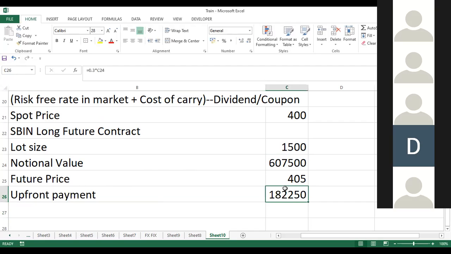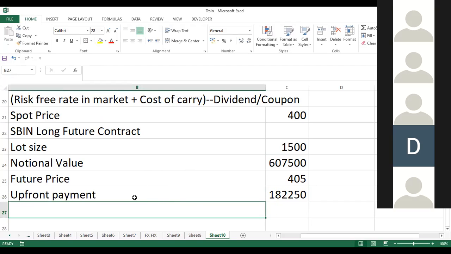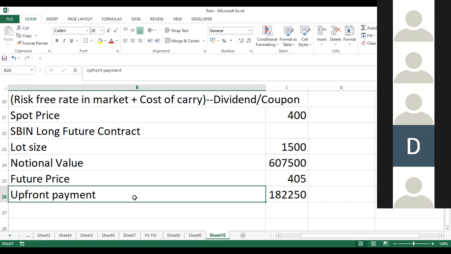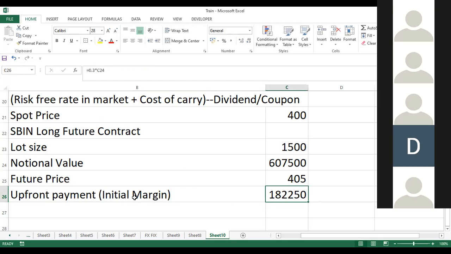So that is your 1,82,000, the payment that you make. That is also called the initial margin. The upfront payment that you're doing is termed as initial margin. You would have heard this term, right?